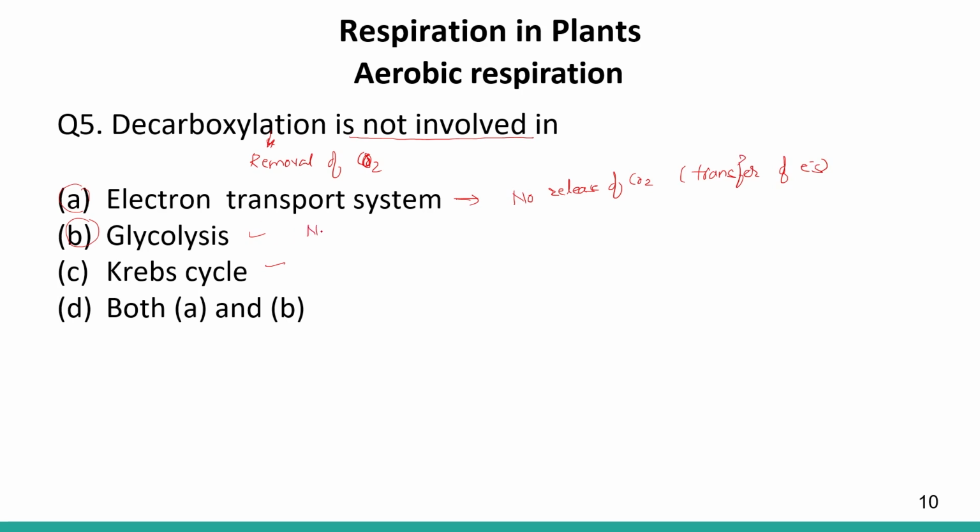During glycolysis also, no carbon dioxide is released. During Krebs cycle, yes, decarboxylation takes place twice. Alright. So what happens in the Krebs cycle? Initially we have citrate. Citrate is converted into isocitrate. Isocitrate is further converted into alpha ketoglutarate. Now, alpha ketoglutarate is a 5 carbon compound. Isocitrate is a 6 carbon compound. So here one carbon dioxide is released.